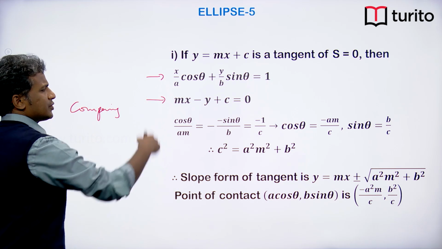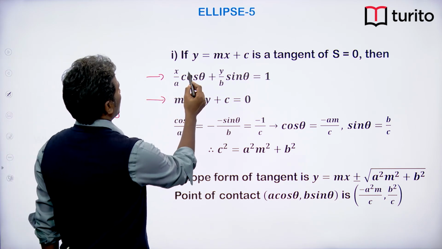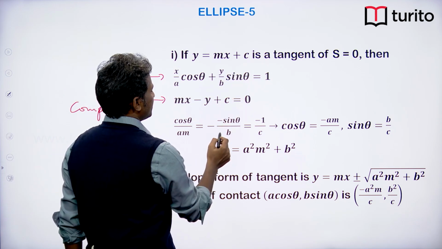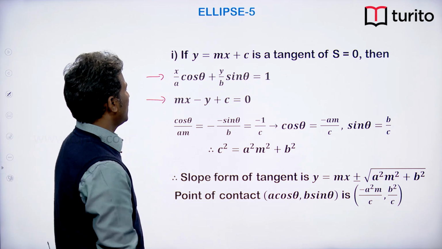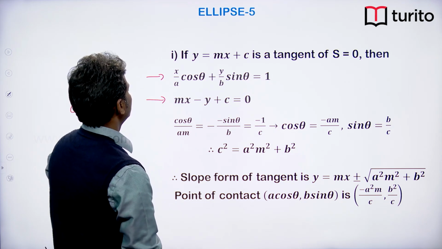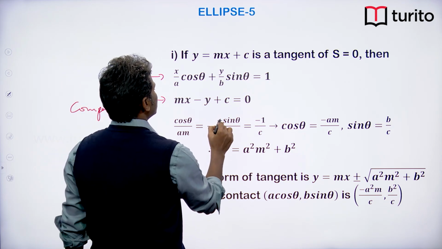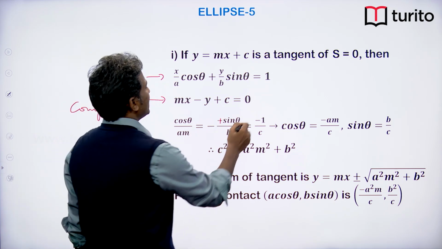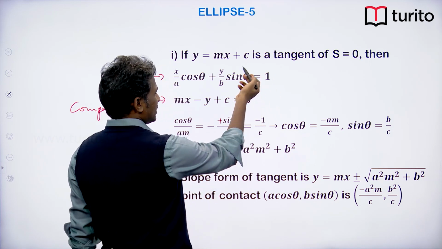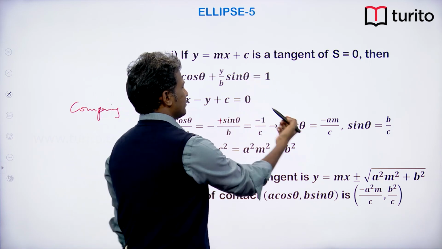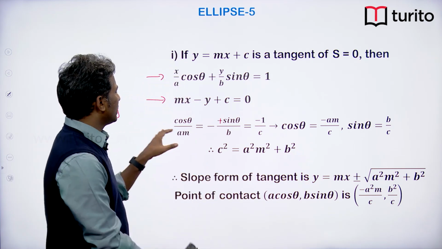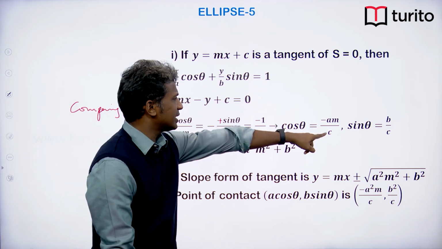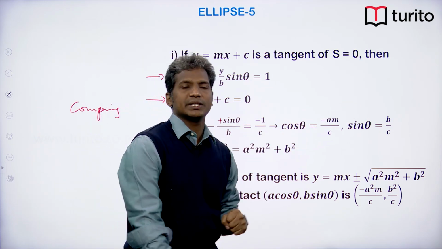So, comparing these two, we get cos theta by am and sin theta by minus b. So, here there is one extra minus sin theta here. So, sin theta by minus b, and that is equal to, if minus 1 comes this side, minus 1 by c. So, from here if I simplify, I will get cos theta equal to minus am by c and sin theta equal to b by c.